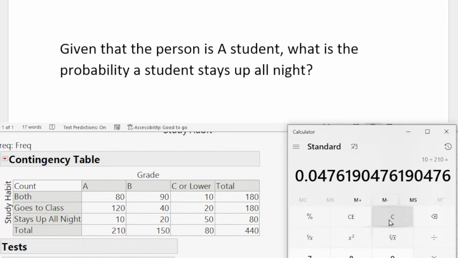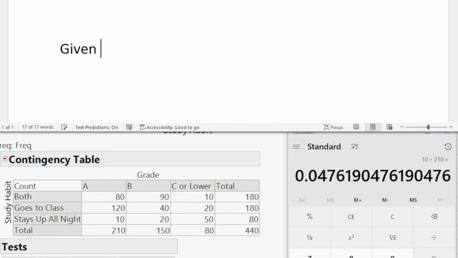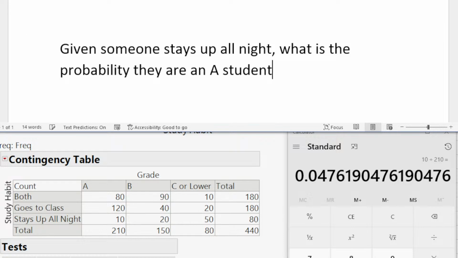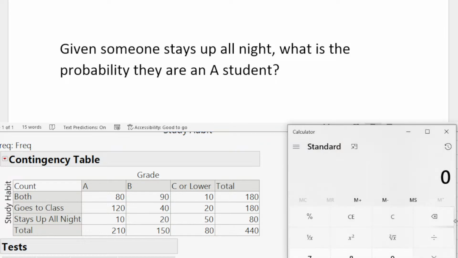Great job, Lachey right there. We got to throw another 1,000 points. Great job, Lachey, practicing. Everyone, keep up the practice and remember how to solve these problems. So given someone stays up all night, what is the probability they are an A student?